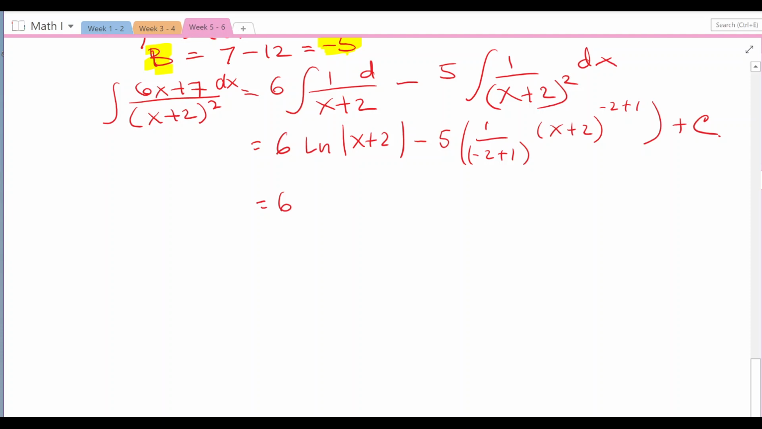So let's work it out. We have 6 ln of x plus 2, and here negative 2 plus 1 becomes negative 1, and negative times negative 5 becomes positive, so this equals 5 times x plus 2 raised to the power of negative 1, so 5 over x plus 2, plus c. Okay, that is the answer for this integral problem.